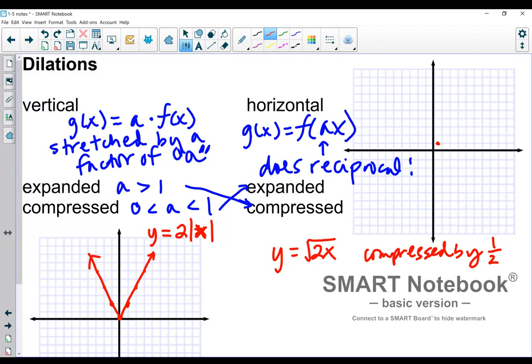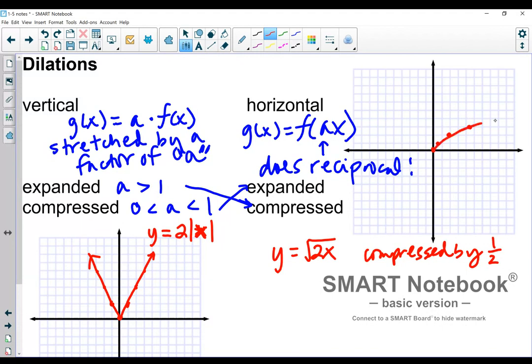Okay, so instead of over 1 unit and up 1, I'm going to go over half and up 1. And then instead of over 4, and oh, we have to start at 0, 0 still. Instead of going over 4 and up 2, I'm going to go over 2 and up 2. And then the next one would be like 9, 3. So instead of over 9 up 3, I'm going to go over 4.5 and up 3.